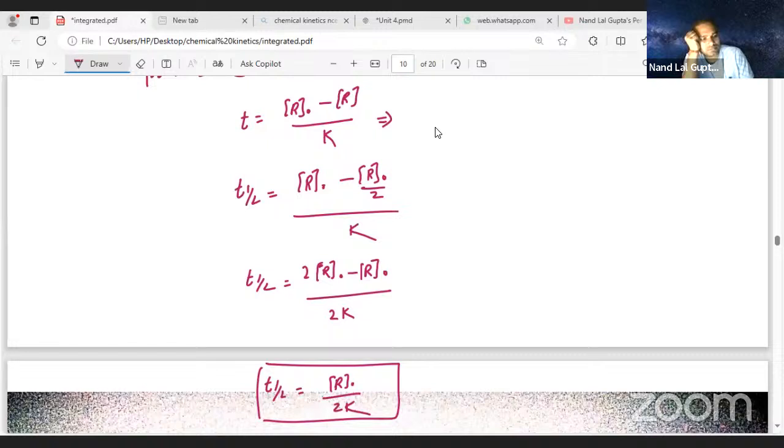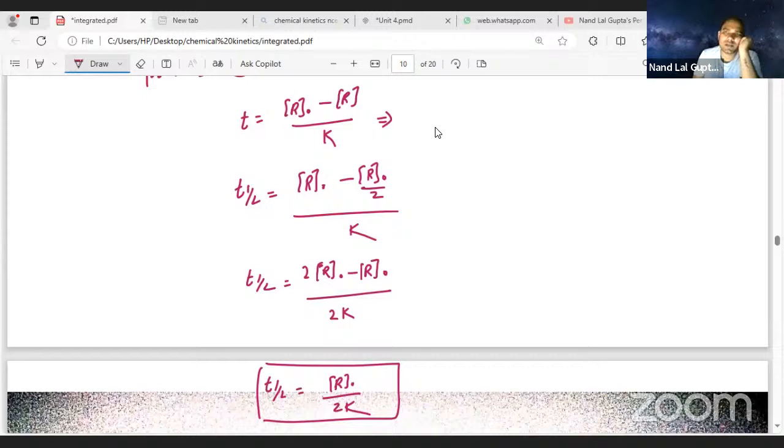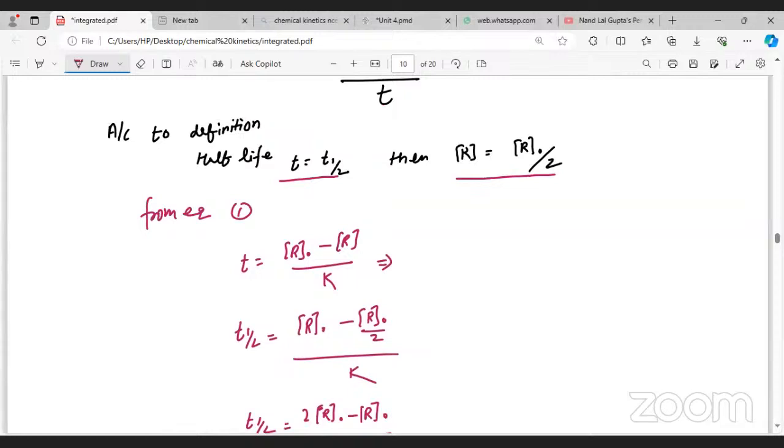So T 1 by 2 is equal to R naught upon 2K. After half life, T equals T 1 by 2 and R equals R naught by 2. Should I explain again? Yes, sir, I got disconnected. Is it okay up to here? Sir, up to this one it is okay.